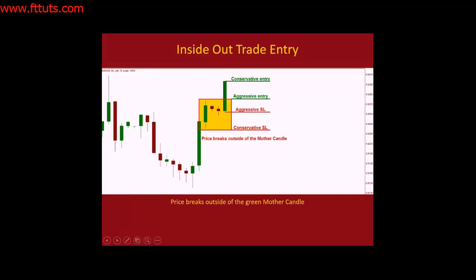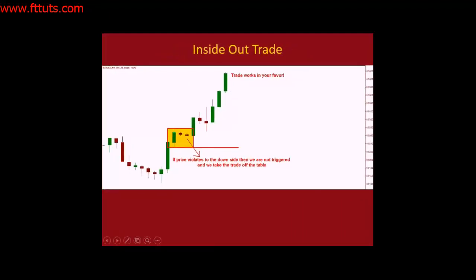There you see the aggressive entry. Below that, the aggressive stop loss, and underneath, the conservative stop loss. And up top there you see the conservative entry. If the price violates to the downside, then we are not triggered and we take the trade off the table. The trade works in your favor here.